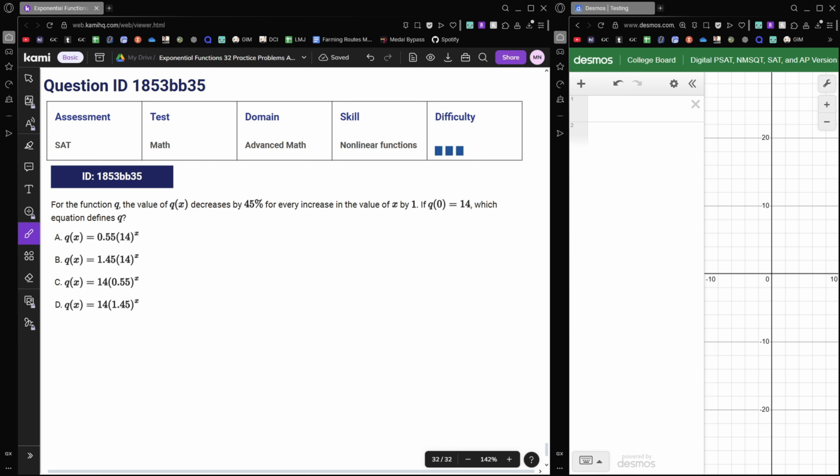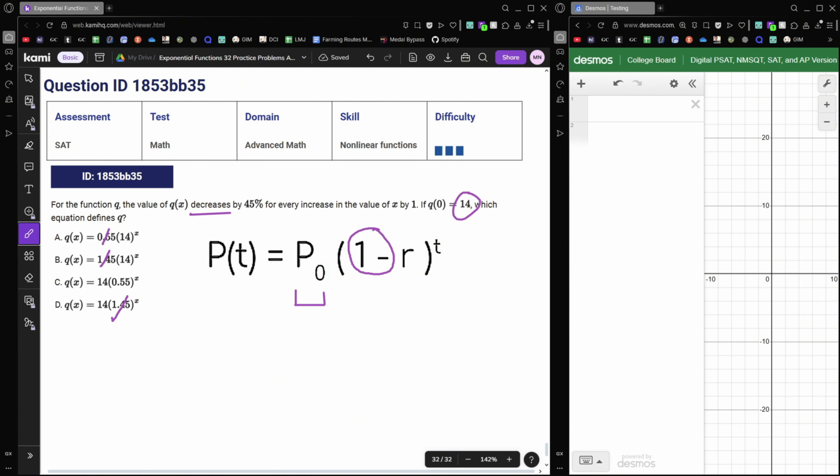So here it says the value of q is decreasing, so this is an exponential decay problem. Here's the formula for exponential decay. We know our first number is going to be the initial value, and it says q of 0 is equal to 14. So 14 will be our initial value. That means we can go ahead and get rid of A and B. Now, we know in exponential decay, you're always going to be subtracting from 1, which means the number inside the parentheses should always be less than 1. That means we can get rid of D since the number inside the parentheses is greater than 1. That means our answer will be C.